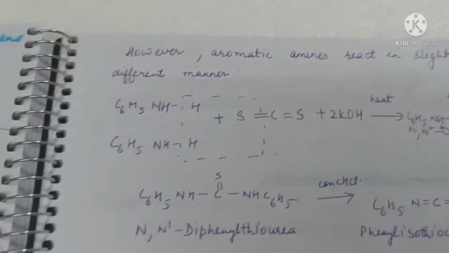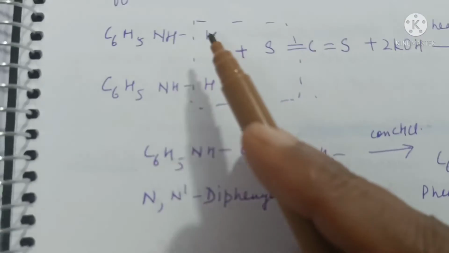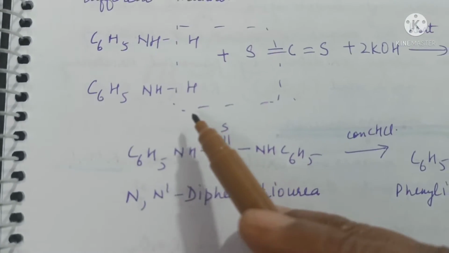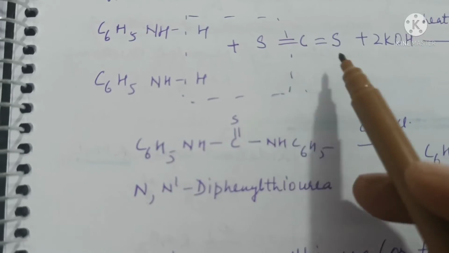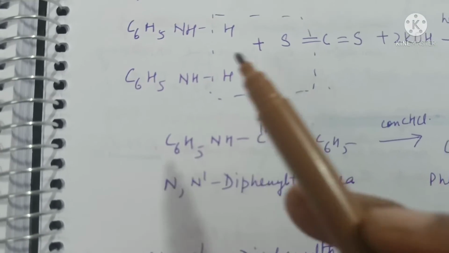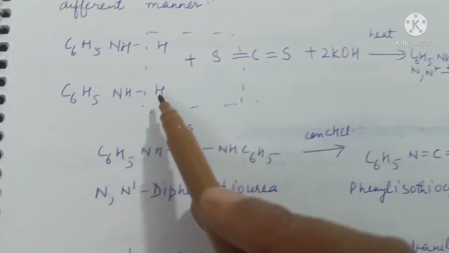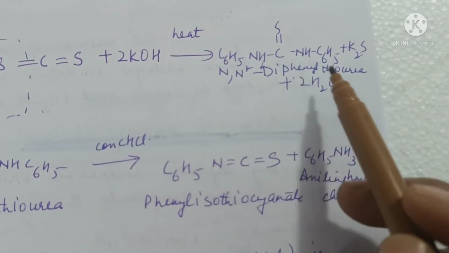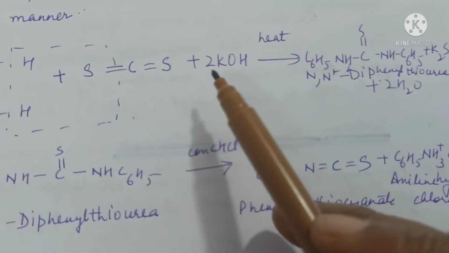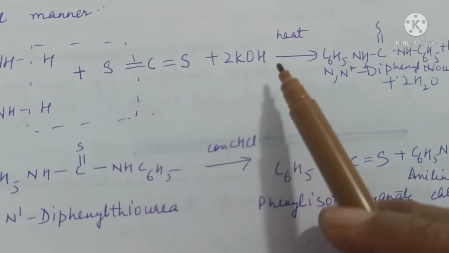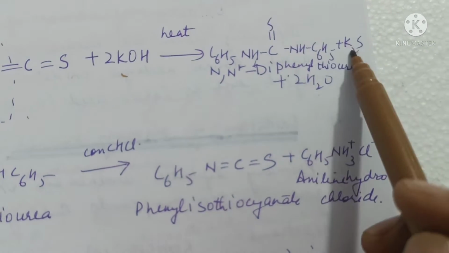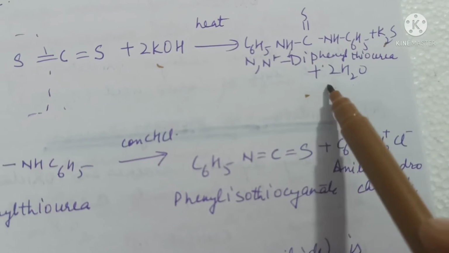However, aromatic amines react differently. Two molecules of aromatic amines will combine with sulfur of carbon disulfide to form H2S, and these join together to form N-diphenyl thiourea. The H2S formed reacts with KOH to form K2S, potassium sulfide, and water.